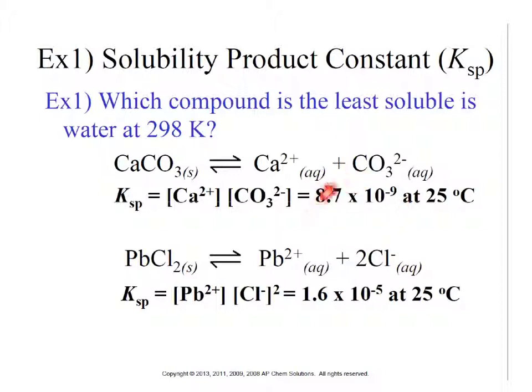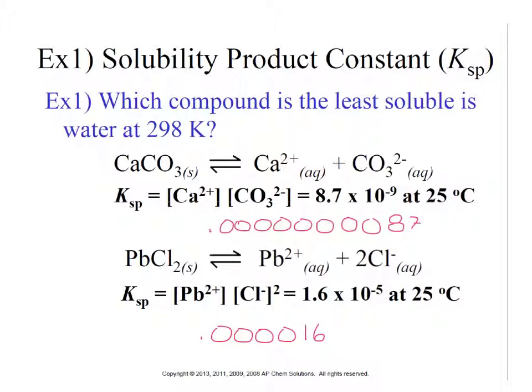Well, we'd look at both of these values, and if we take a look at this one, it's a much, much smaller number, because written out it's 8.7 with 8 zeros in front of it, whereas lead chloride is just 4 zeros in front. And so we can see that this number is smaller, therefore it is least soluble in water. This is less soluble in water than lead chloride is. And that's because the total number of ions of calcium 2+ and carbonate CO3 2- multiplied by each other, so the product of those two is less than the product of the lead ions times the chloride ions.